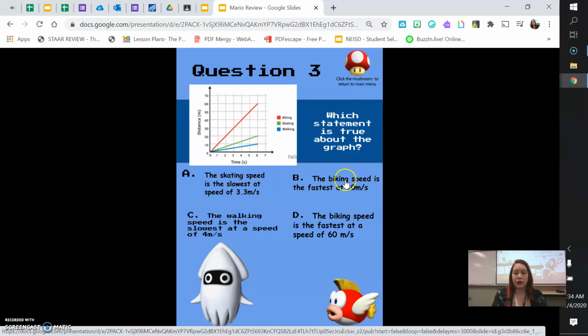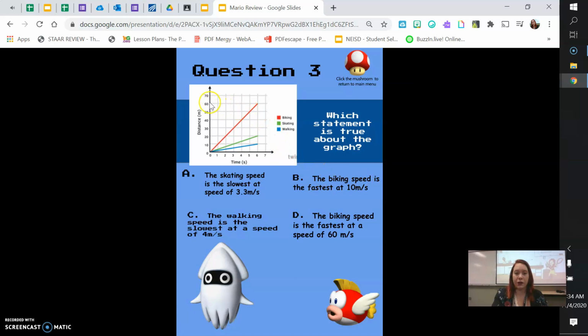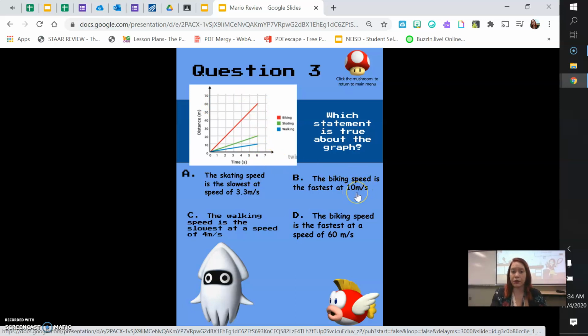B says the biking speed is the fastest. That's at 10 miles per hour. So you need to find the distance for the biking line, find the time, divide the distance by the time, and see is that 10 meters per second. And if that is the fastest speed.